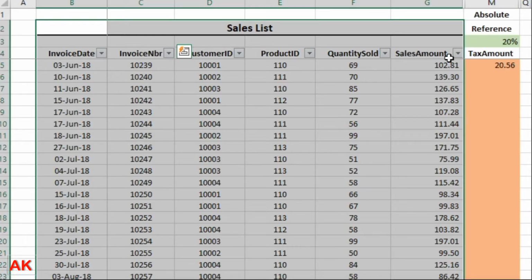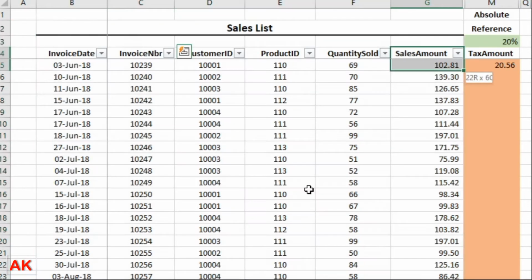In this spreadsheet, we have a list of sales over a period. The sales amounts are stated without tax. Also shown near the top of the spreadsheet to the right is the tax rate of 20%. That is applicable to all sales. Our task is to calculate the tax amount for each line of sales.